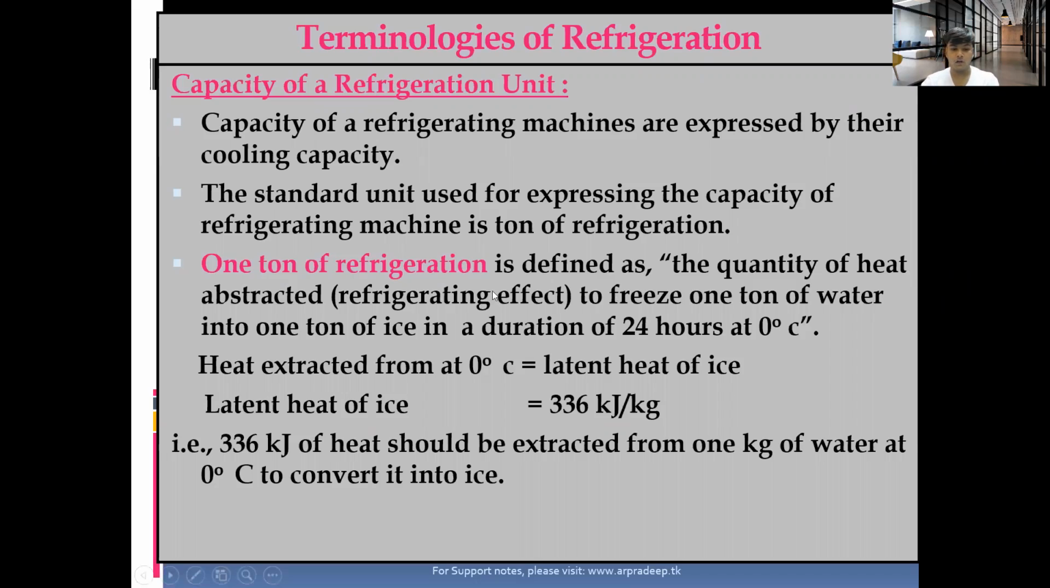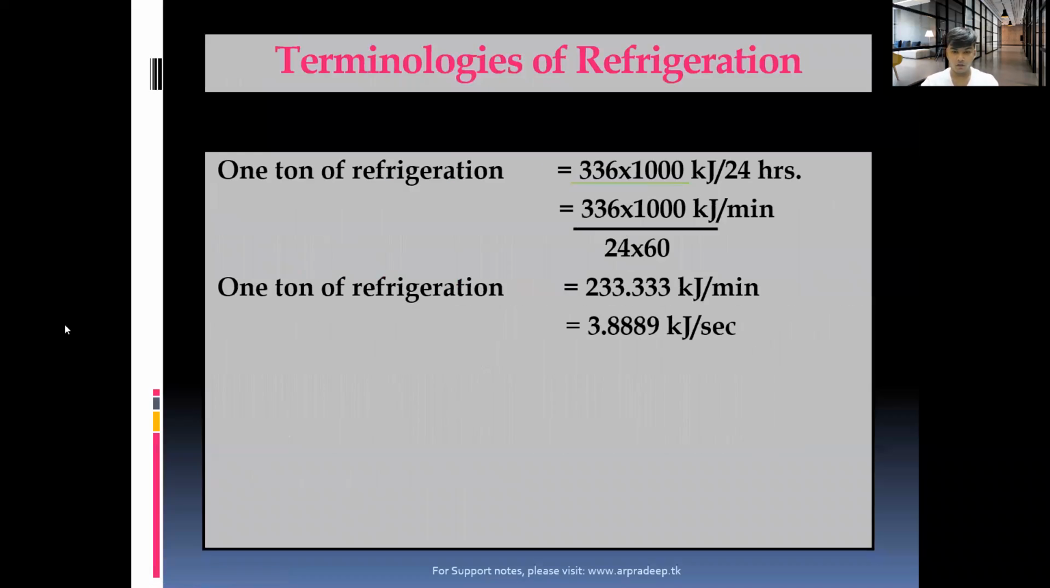And what is 1 ton of refrigeration? 1 ton of refrigeration is defined as the quantity of heat abstracted to freeze 1 ton of water, and the duration taken for this is 24 hours. That is also taken into consideration. That is, for 1 ton of refrigeration, how much heat is extracted divided by the total time, that is 24 hours, 1 day.